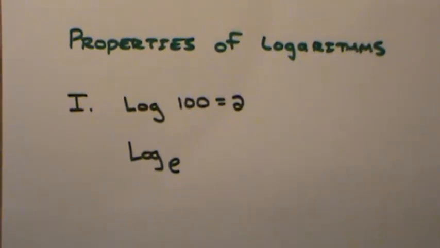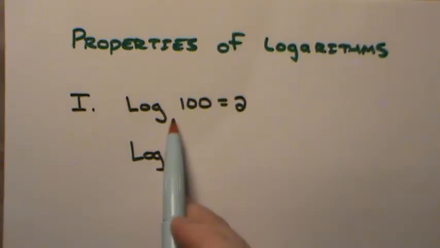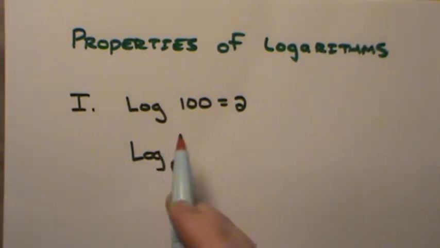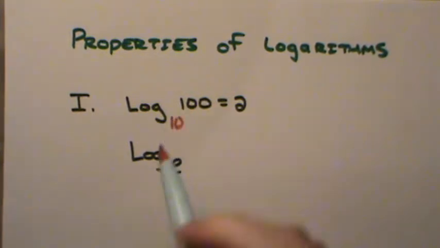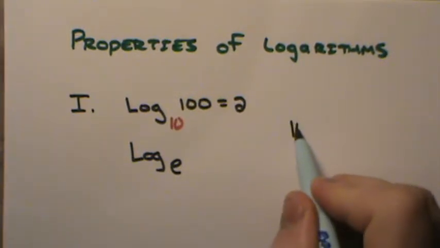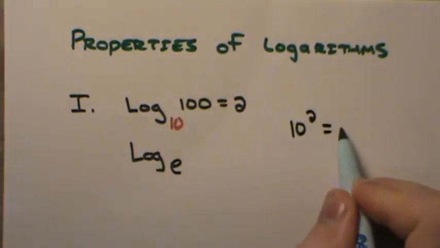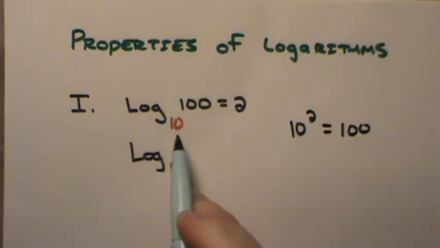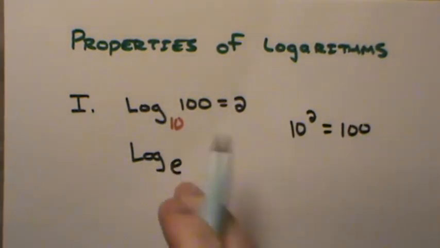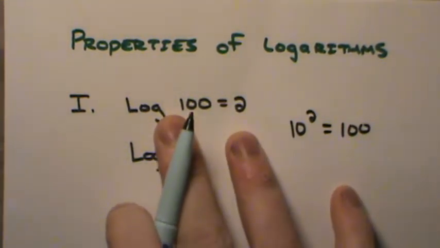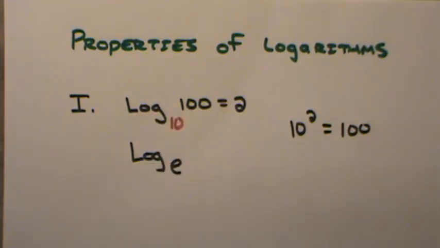Let's talk about a couple properties of logarithms. First, if you do not have an identified base, it's implied to be 10. So in an example where it says log 100 equals 2, it's really saying 10 raised to the second power is 100. There's an implied base of 10. So when you don't have a base that's written, it's 10.